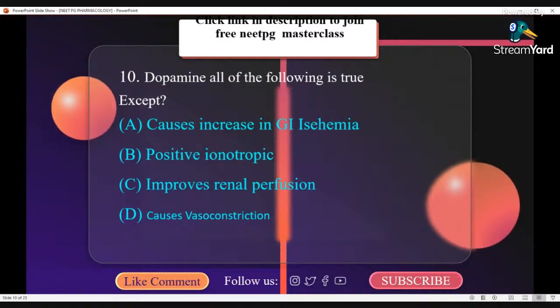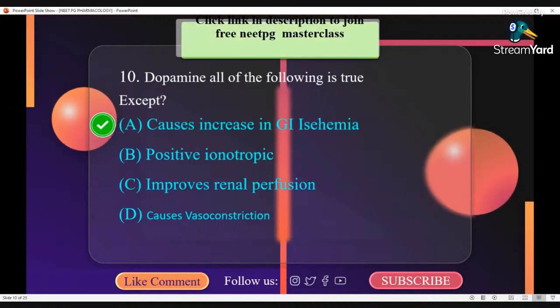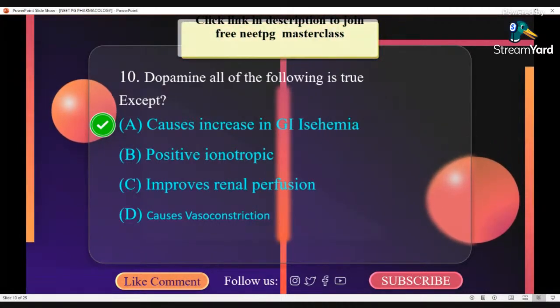Dopamine, all of the following is true: positive inotropic, improves renal perfusion, causes vasoconstriction, except causes increase in GI ischemia.